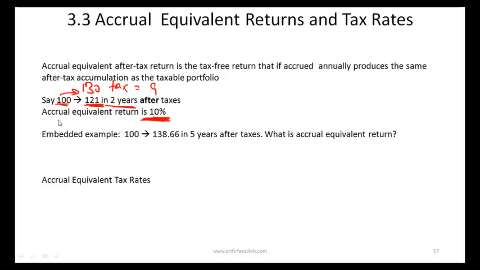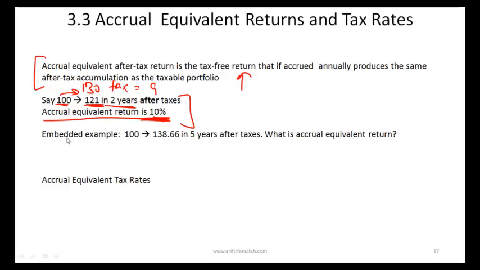This 10% is your accrual equivalent return. It's the return that you would get. I think this is the best definition actually. Now this definition will make more sense. Accrual equivalent after-tax return is the tax-free return that, if accrued annually, produces the same after-tax accumulation as the taxable portfolio. Once you see this example, this definition makes total sense.